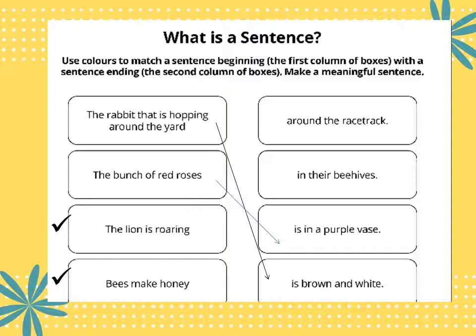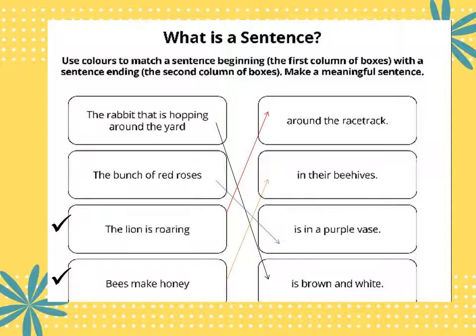Okay, now the lion is roaring. Okay, it is actually complete, but maybe you want to know where it is, at the zoo or at the jungle? Oh no, actually around the racetrack. The lion is roaring around the racetrack. And then the bees make honey. Where are they making honey? Oh, they are making honey in their beehives. The bees make honey in their beehives.